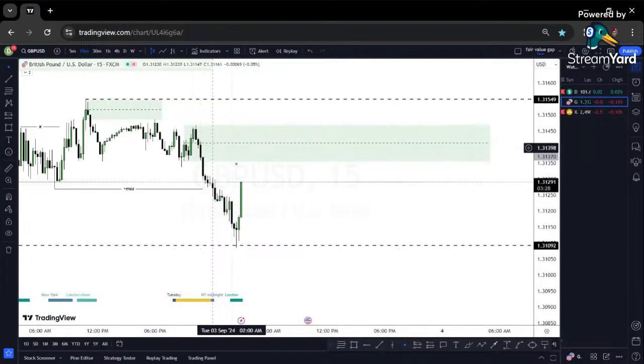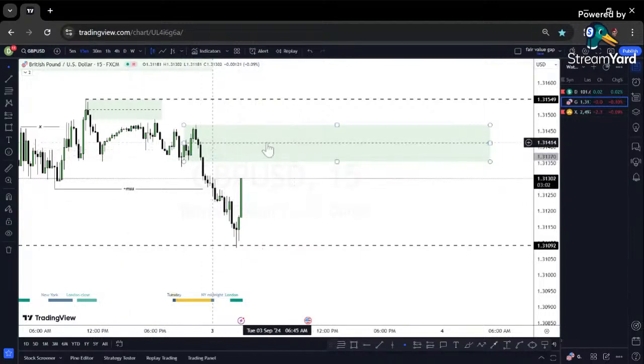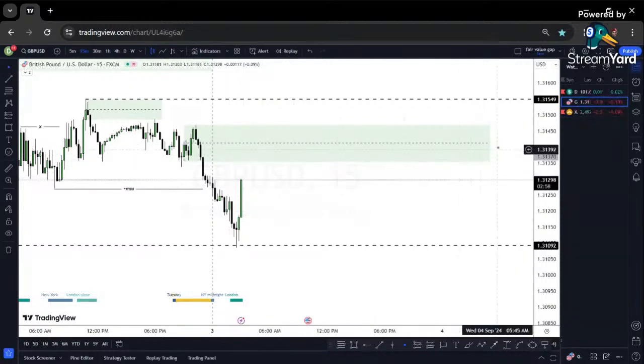Now you see the way the market just came to this liquidity and just started going backwards. They started retracing immediately, breaking the structure. There is no retracement. It's just moving back. So I'm anticipating that they are going to use this zone as a resistance, then keep going downwards.